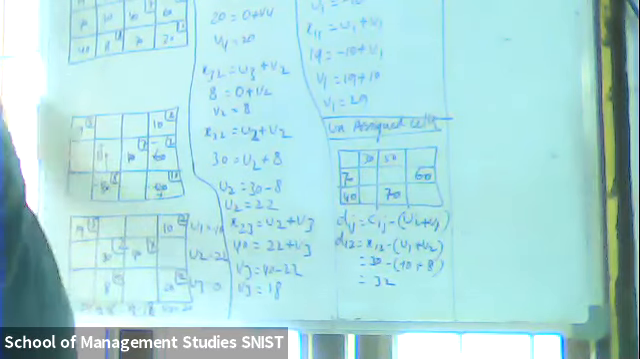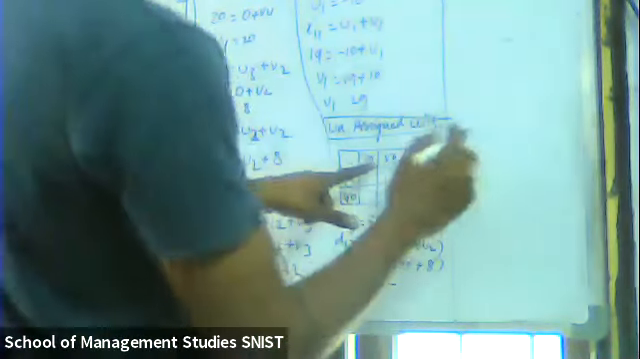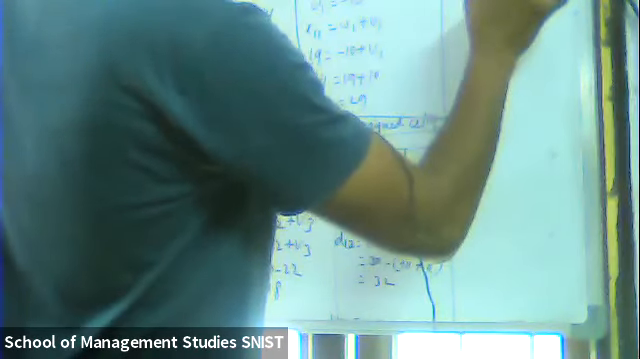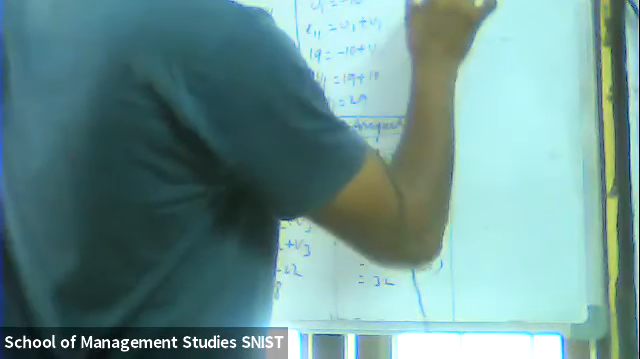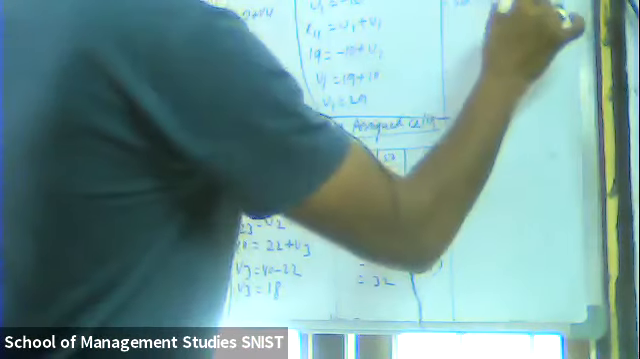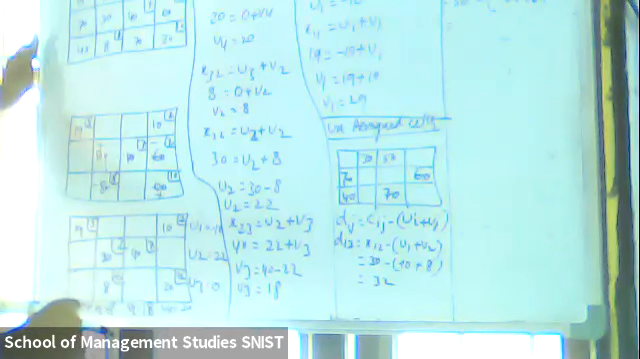Right? Now next we have to find out D13, which equals C13 minus (U1 plus V3), right? So C13 how much? Which is 50. 50 minus (U1 minus 10 plus V3). V3 how much? 18, sir. 18. D13 equals 42, sir. D13 equals 42.